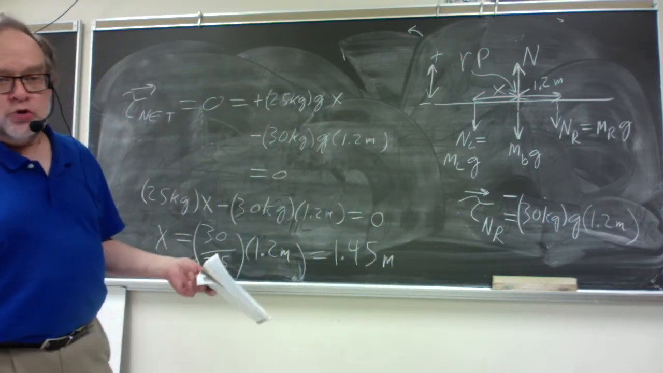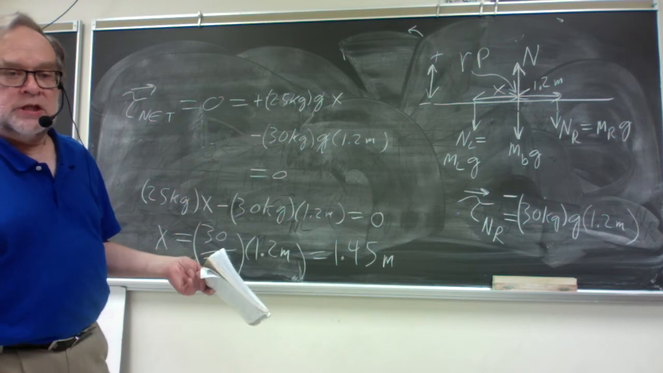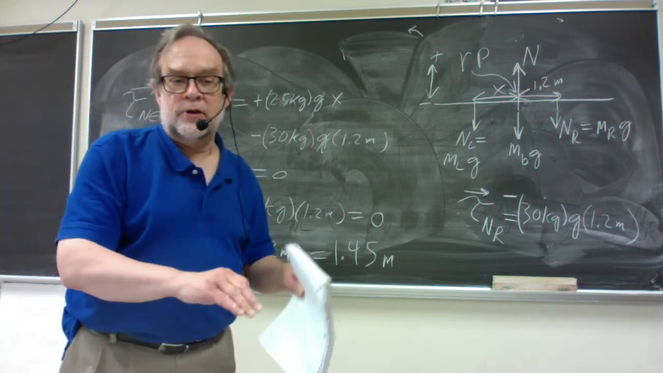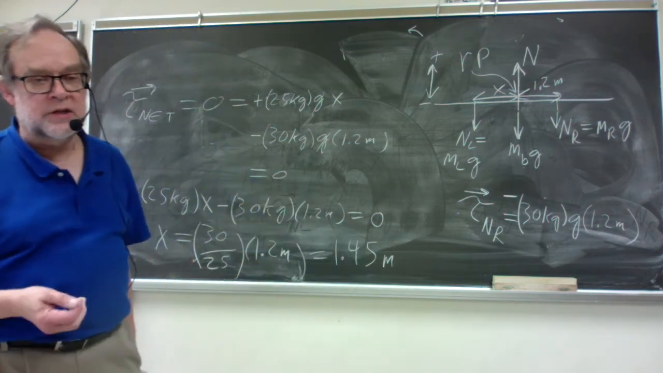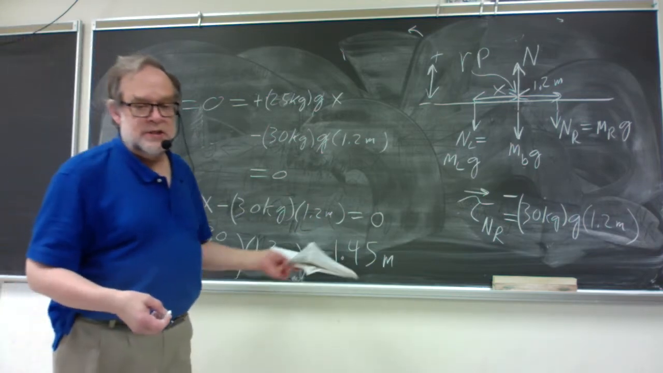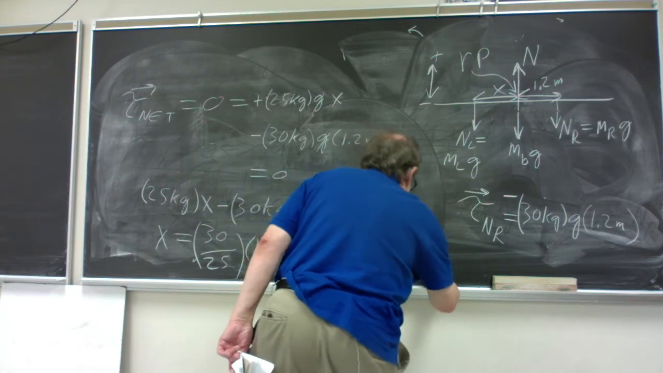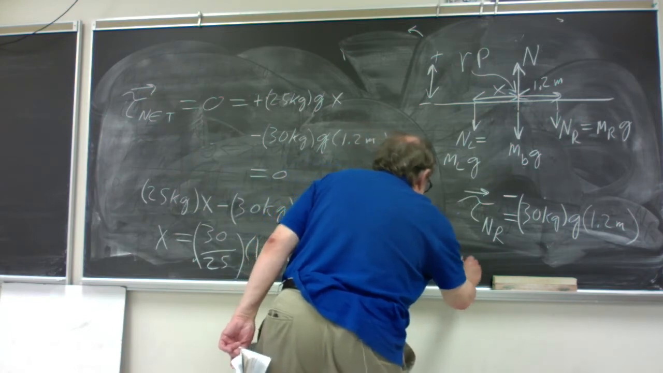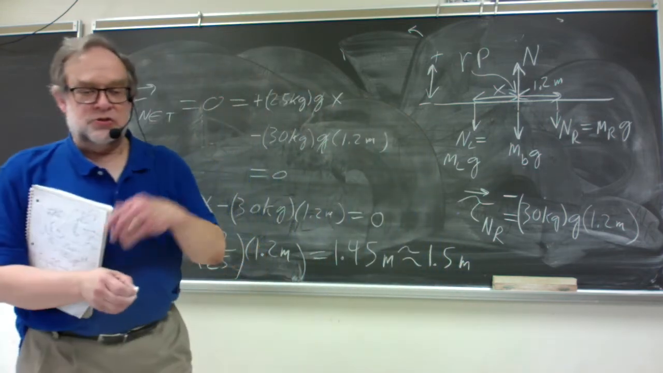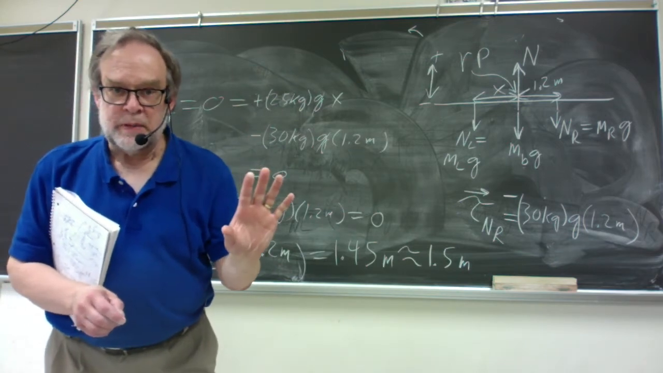Since we had only two significant digits in the numbers that we put into our calculations, we're really only allowed two significant digits in our answer. So strictly speaking, we have to say our answer is rounded off here, 1.5 meters. But the idea is that this is just what we expected.